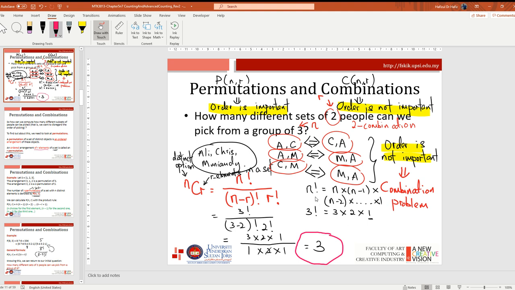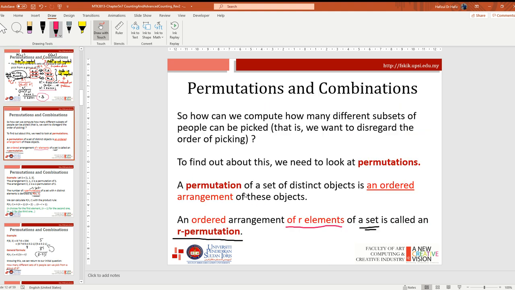Okay, so N factorial is equivalent to N multiplied by N minus 1, multiplied by N minus 2, and so on. So 3 factorial is equivalent to 3 multiplied by 2 multiplied by 1. Or you can use the formula, where N is the distinct options, 3, and R is the element.